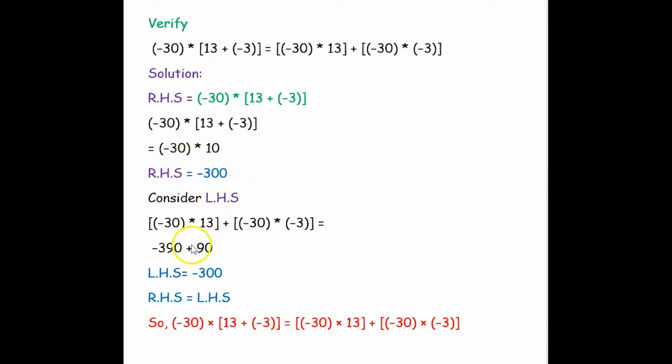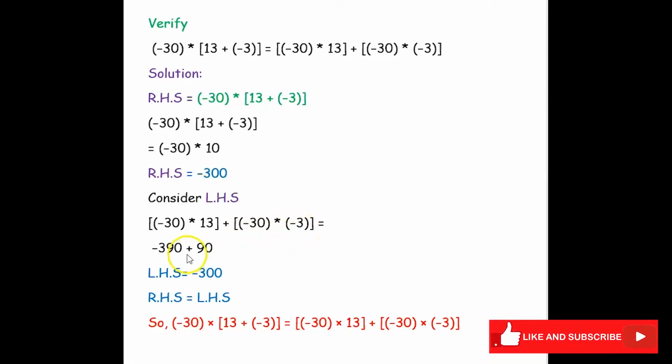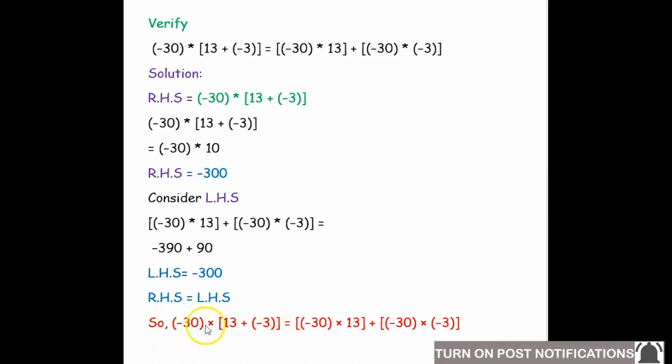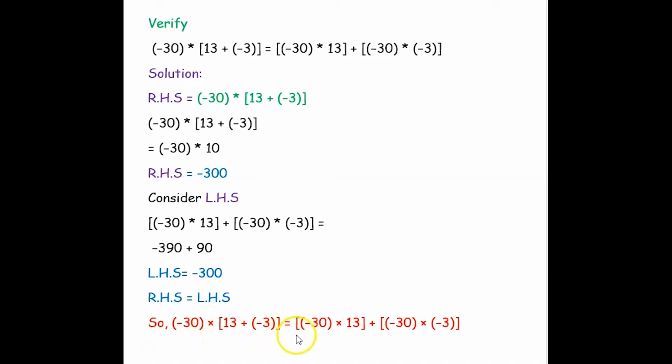Now let's take the other side, that is negative 30 into 13 plus negative 30 into negative 3. Negative 30 into 13 will be negative 390, plus negative 30 into negative 3. Negative into negative will become positive, and 30 into 3 is 90. So negative 390 plus 90 will be negative 300. So our right hand side is equal to left hand side. So we can say that negative 30 into 13 plus negative 3 is equal to negative 30 into 13 plus negative 30 into negative 3.